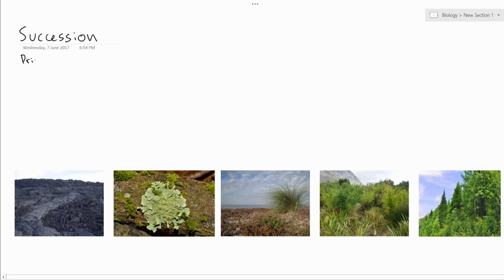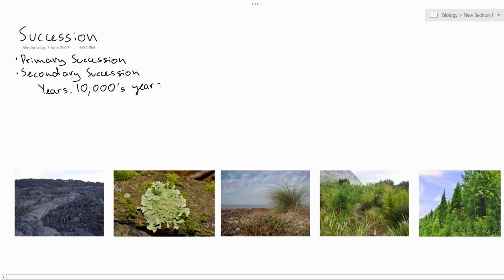We see primary succession, and we can also see secondary succession. Now, based on the environment and based on the type of succession, these could take years, these could take tens of thousands of years. So let's have a look at a couple of examples of succession. Firstly, let's look at primary succession.